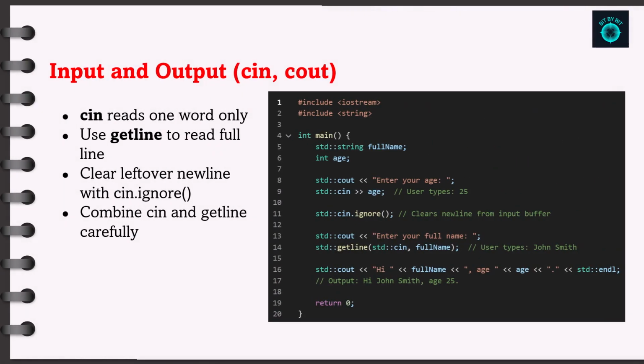By default, cin reads input only up to the first space, so if you enter John Smith, only John is stored. To read a full line, including spaces, use the function getline. When you mix cin with getline, the leftover newline character from cin might cause problems. To fix that, insert the line cin.ignore before calling getline.